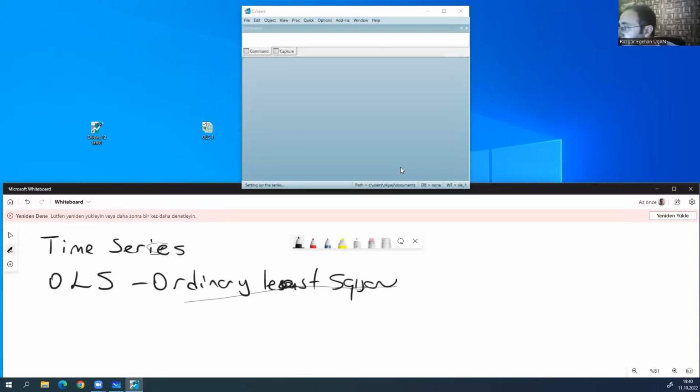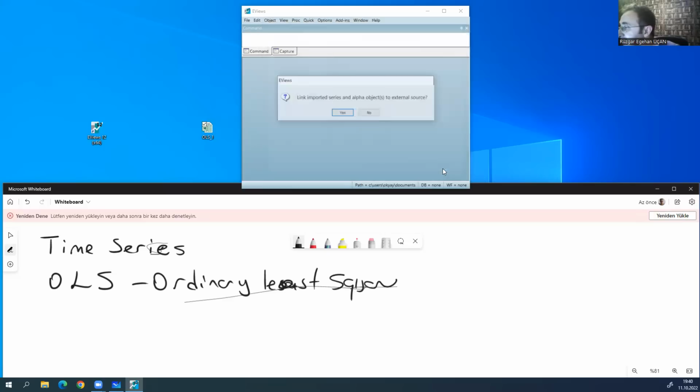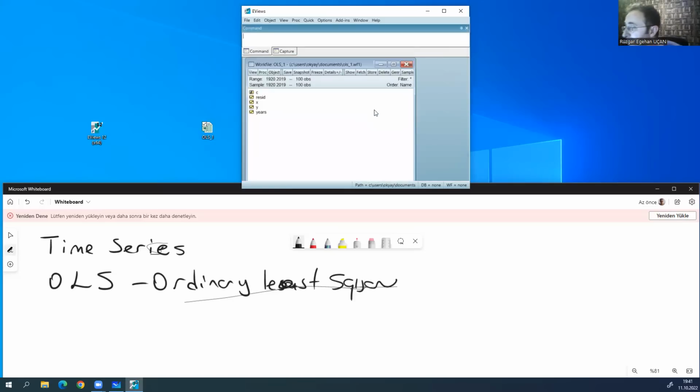Next, say next, and you see that you can easily understand that our frequency is annual. So also the values are regularly given. So it says dated, specified by date series, and say finish. And also you can use as no. We are not going to import for giving link for any external source.